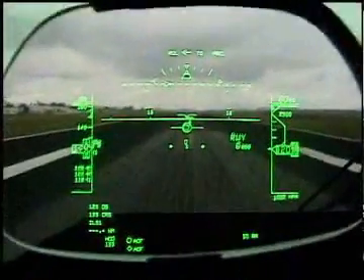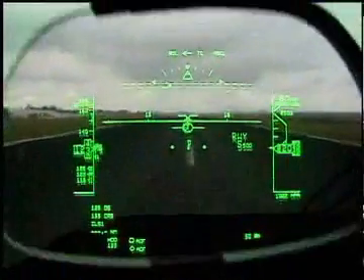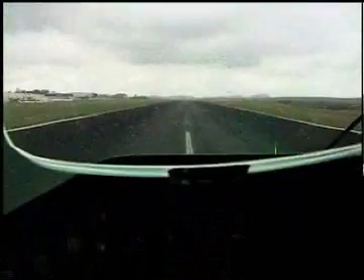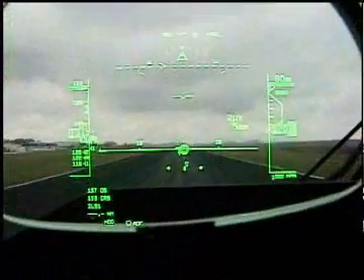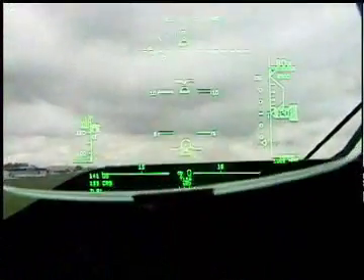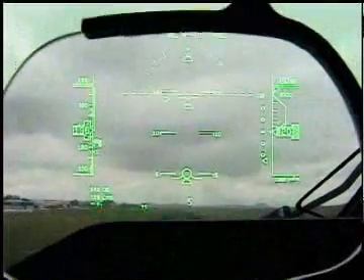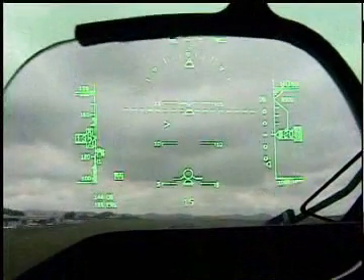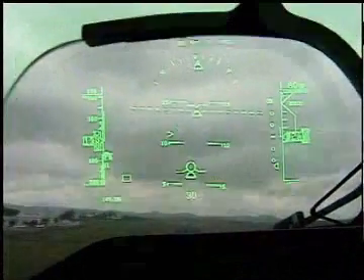At rotation, the ground roll reference is replaced by the flight path symbol. In the event of a rejected takeoff, the captain would continue to follow the ground roll guidance cue until the aircraft comes to a stop.